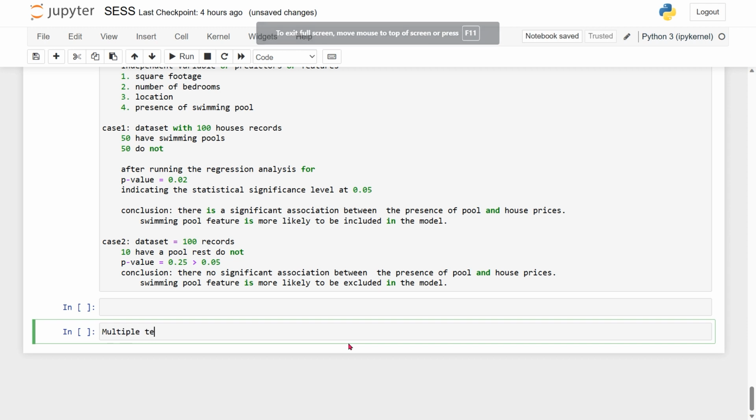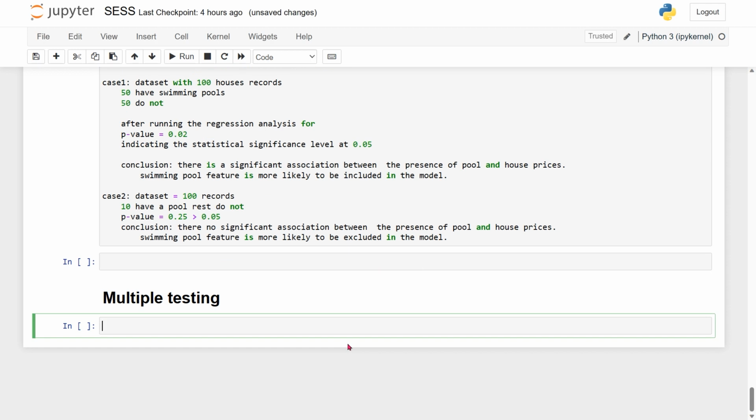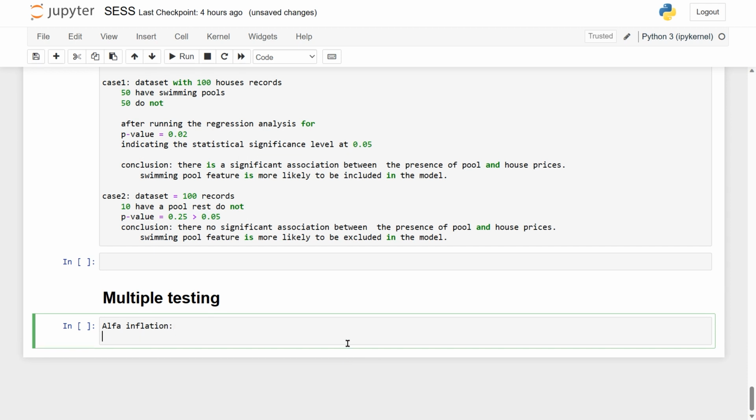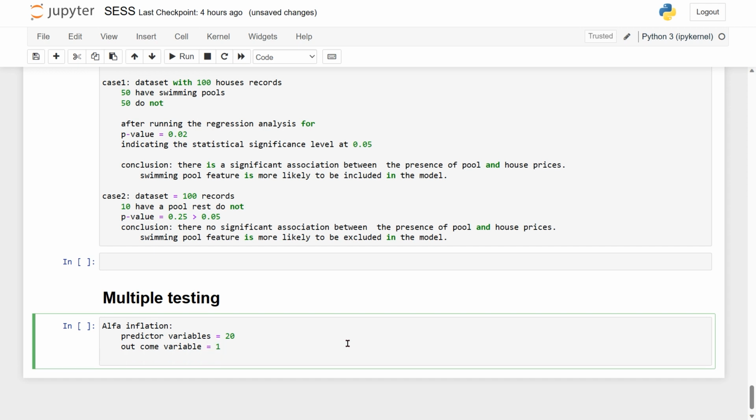So, multiple testing and alpha inflation. Let's take 20 predictor variables and one outcome variable. All randomly generated, and the odds are pretty good that at least one predictor will falsely turn out to be statistically significant if you do a series of 20 significance tests at alpha equals 0.05.